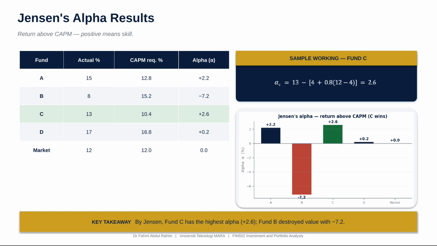Look at the bar chart. Fund C is the tallest positive bar. Fund B is a deep red negative bar. So by Jensen, Fund C has the highest alpha, plus 2.6, the most genuine skill. Fund B destroyed value with minus 7.2. It earned far less than its high risk demanded. Now let us pull all three measures together.